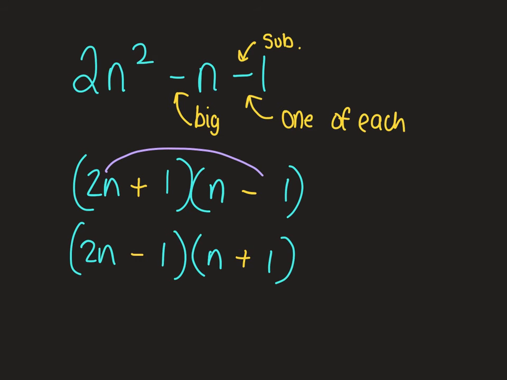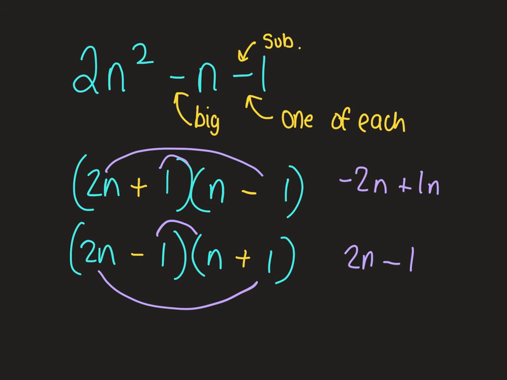So outer, negative 2n, inner, plus 1n. Outer, positive 2n, inner, minus 1n. Which of these gives us our middle term of negative 1n? Bingo, this guy right here. So this is our answer, 2n plus 1, n minus 1.